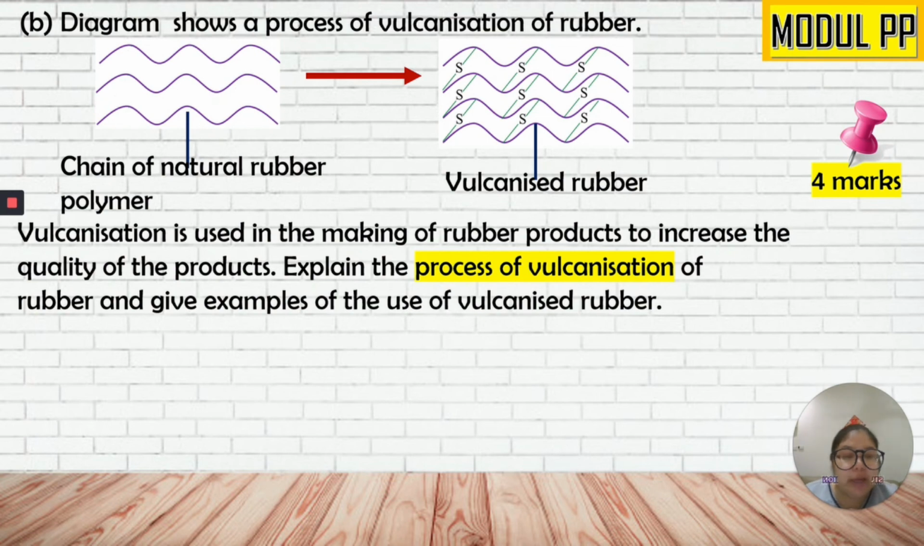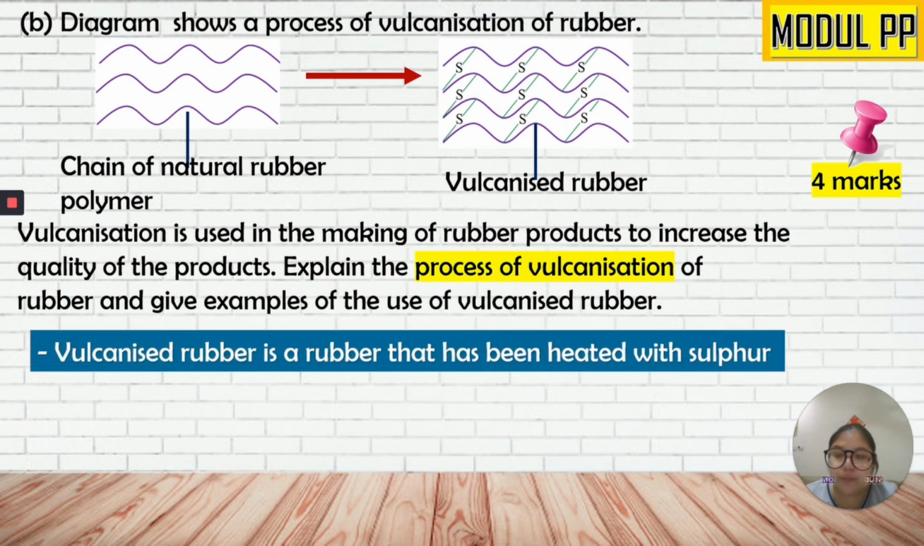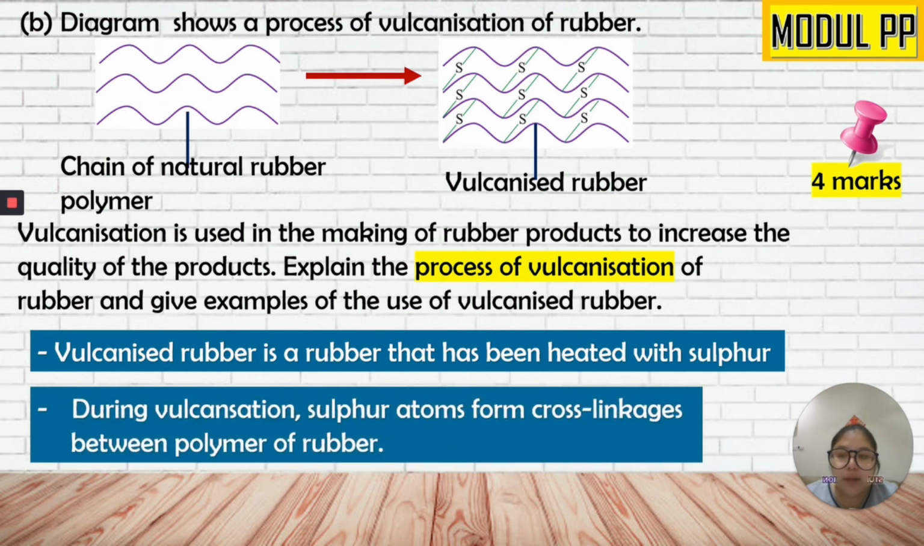So we're talking about the process. In the process we heat the sulfur inside the natural rubber. After that, they get cross-links. When the cross-links are built, the rubber becomes stronger. After that, you need to give examples of the uses of vulcanized rubber. Let's see here. First, vulcanized rubber is rubber that has been heated with sulfur. Number 2: during vulcanization, the sulfur atoms form cross linkages between the polymers of the rubber.